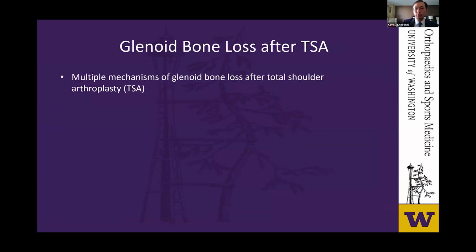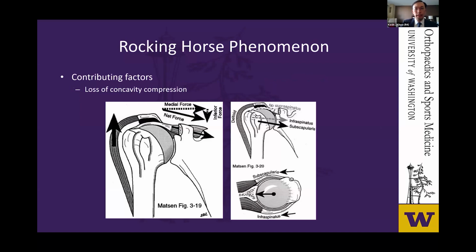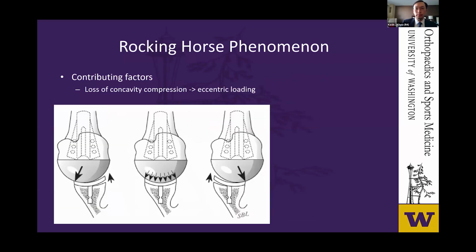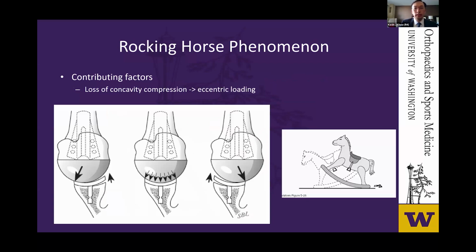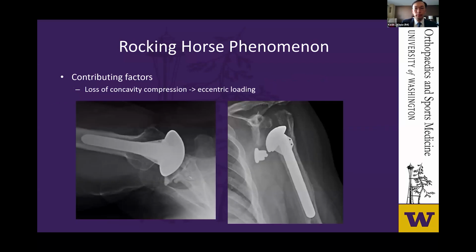In the setting of prior total shoulder arthroplasty, there are multiple mechanisms by which glenoid bone loss can develop, one of which is the rocking horse phenomenon. The underlying mechanism is similar to the development of posterior erosion seen in type B glenoids. With the loss of concavity compression, there is a resultant anterior-posterior instability of the humeral head on the glenoid. And this results in eccentric loading of the glenoid poly. Cyclic eccentric loading subsequently results in unequal wear and toggling of the component, akin to the rocking horse figure shown.